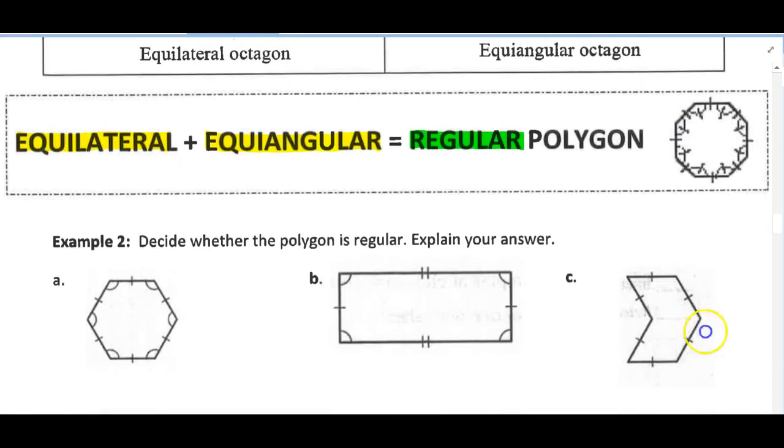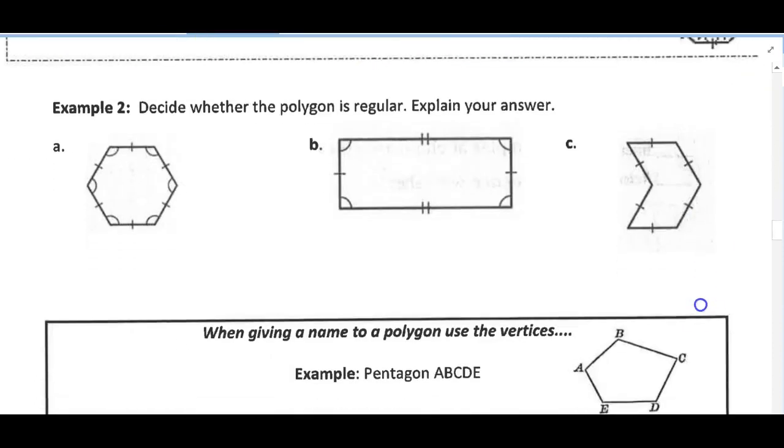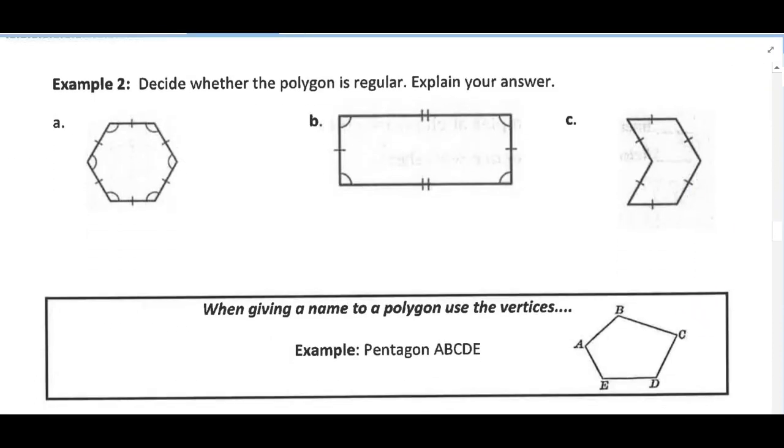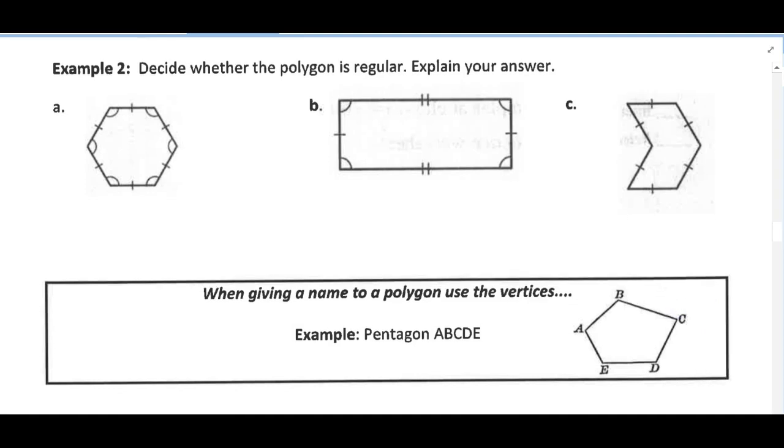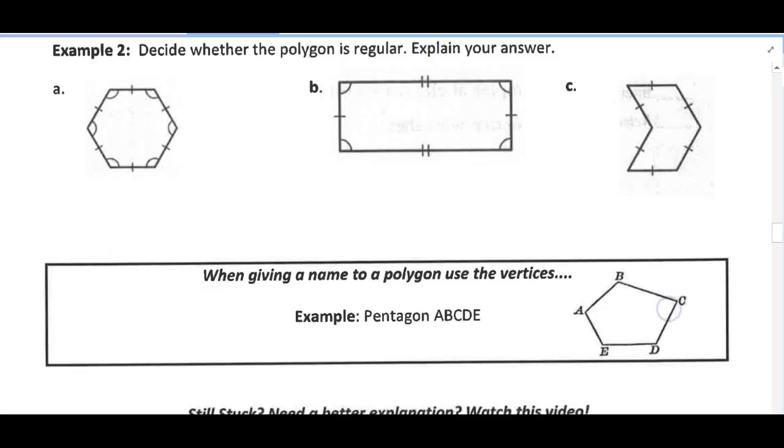Alright, so what I want you to do is go ahead and stop the video. This is going to be the end of the video, and I want you to finish filling in these notes. So you're going to decide whether the polygon is regular and explain your answer. So if it's regular, you'll say that it's equiangular and equilateral. If it's not, you'll tell whether it's only equiangular or only equilateral. Okay?